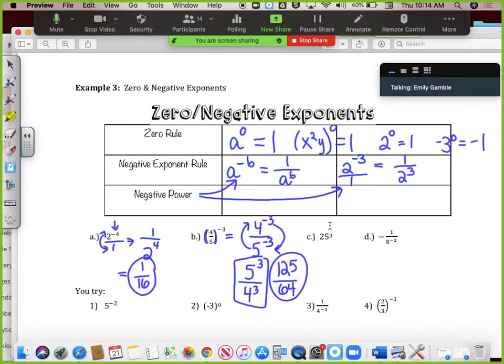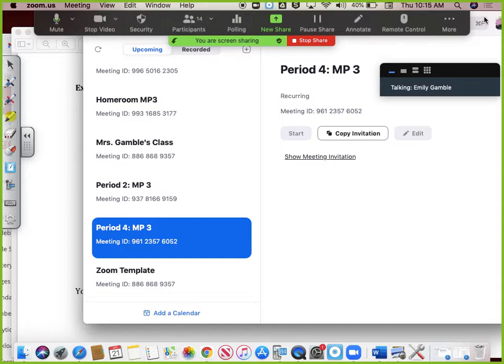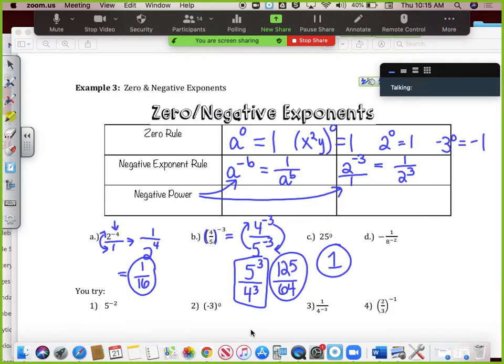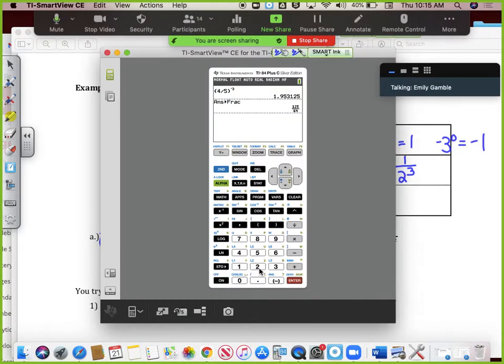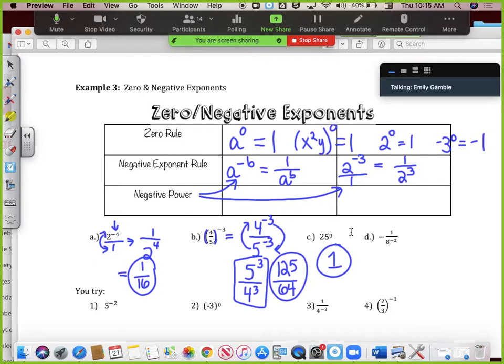All right, next one. Anytime you see a power of 0, you should be feeling really excited because that's just equal to 1. 25 to the 0 power just equals 1. You can verify that with your calculator. Any number raised to the power of 0, if it's a positive, will equal 1. So we could just verify 25 to the 0. It equals 1.